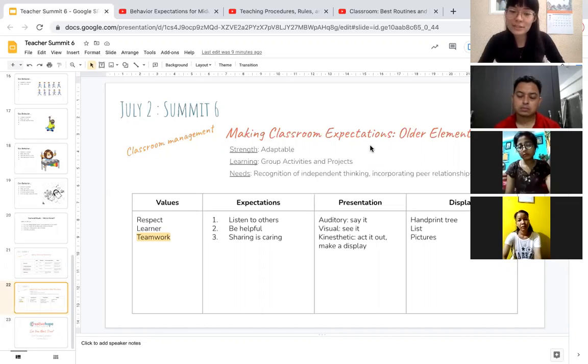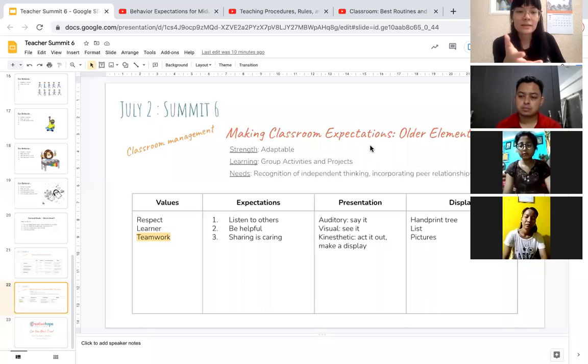So just let us know if the display is not working, what else can we do? Or this expectation is not practical for my classroom, what can I do? We're here to help you solve those problems together. So you can send an email or send a message, and I think Bindra sir will definitely let me know if there's anything that you need or questions you have.